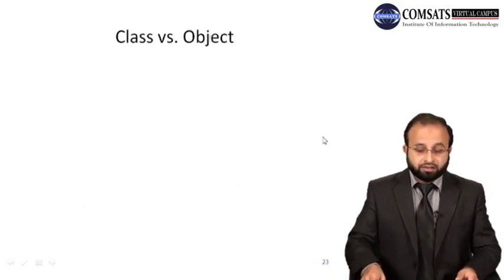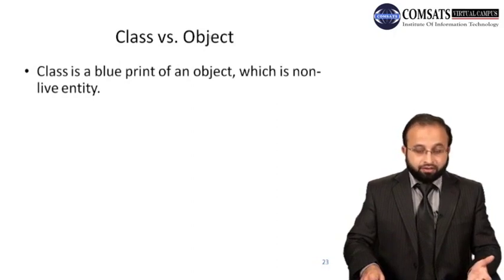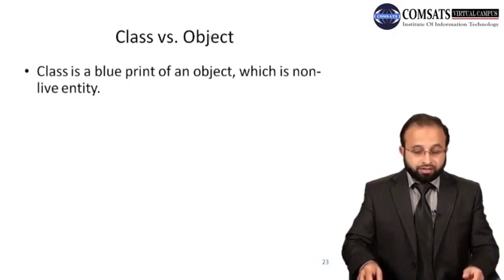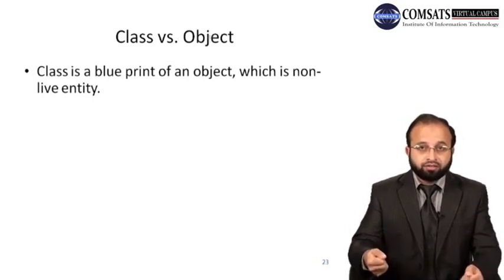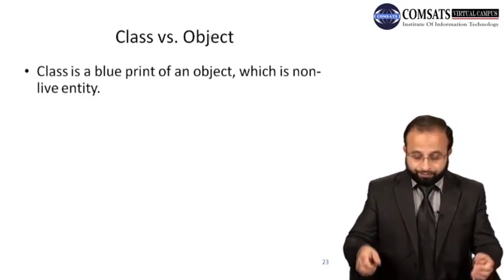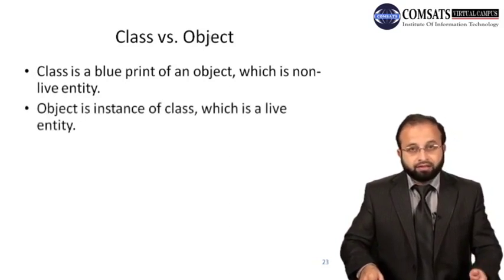Now object versus classes. A class is a blueprint of an object, which is a non-living entity. So we can say the class is on the paper basically, so that is something that is not living. An object is an instance of a class, which is a living entity.